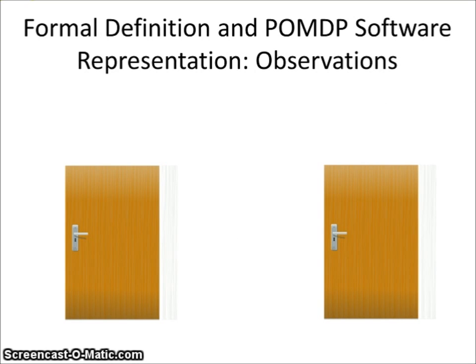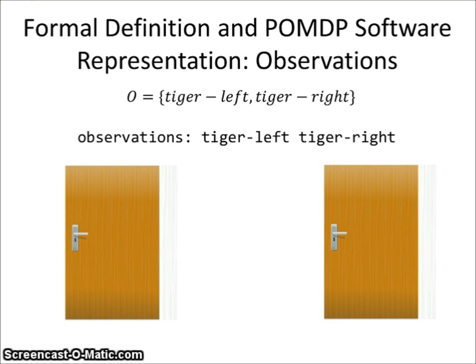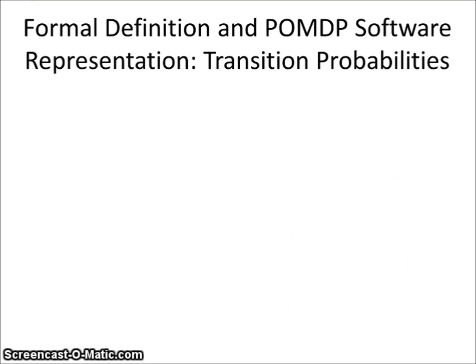So our observations. If we listen, we either hear the tiger on the left or we hear the tiger on the right. If we open the door, we're going to actually see where the tiger is. So you might think you want 4 observations: hear left, hear right, see left, see right, but really we just need 2, and we just need to make them have some probability that's less than 1, or probability 1 if we actually open the door. So the line here: observations: tiger left, tiger right.